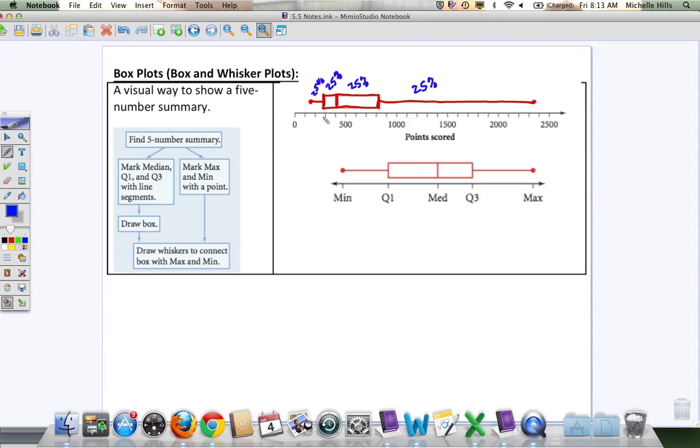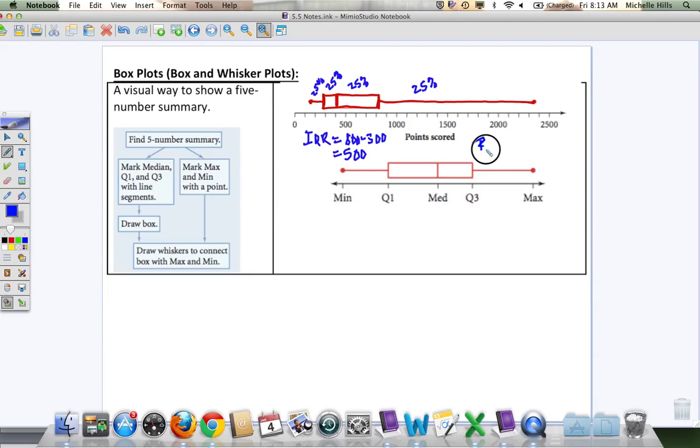The interquartile range, remember, the IQR or interquartile range is basically the width of the box. So my third quartile, which looks like it's about 800, minus my first quartile, which looks like it's about 300. So 800 minus 300 roughly, and that's kind of hard to read, sorry. My interquartile range is 500.